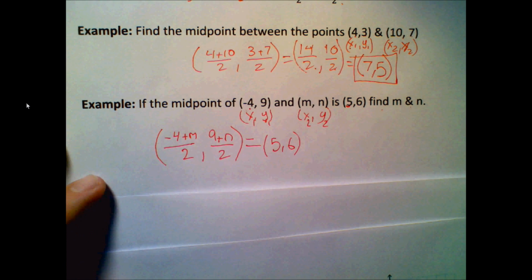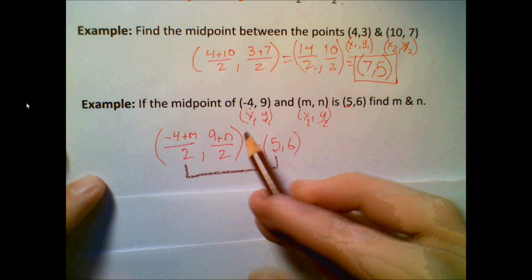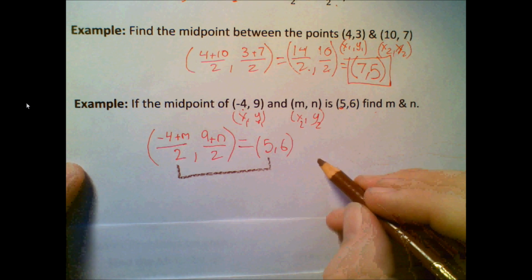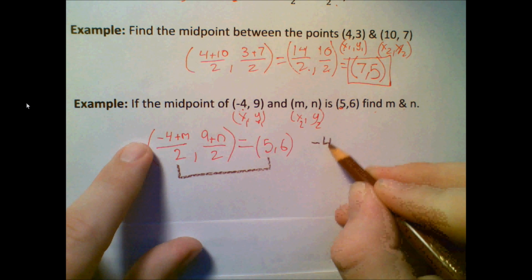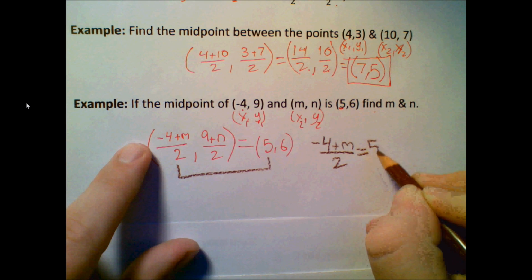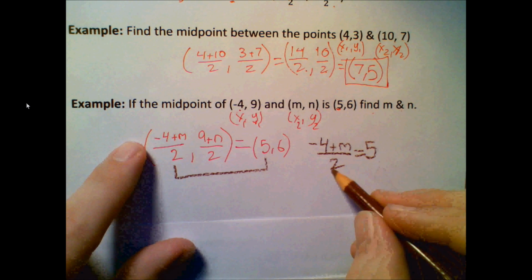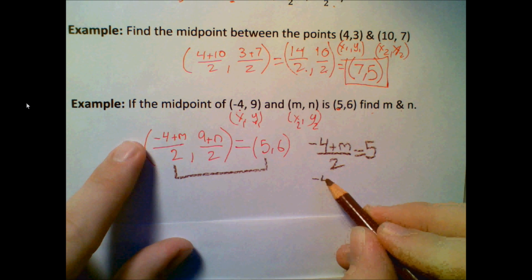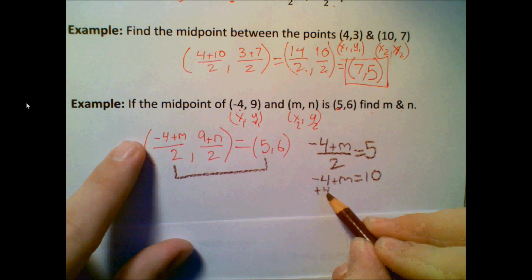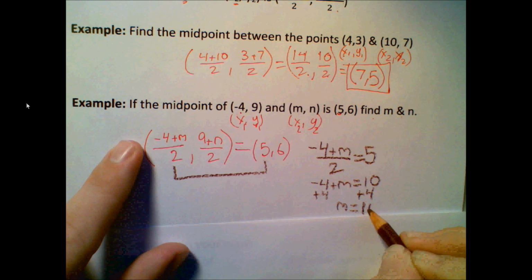Now what you have to do is match up the two equations, the two x values, so you can set it on the side and draw out the equation. So -4 plus m all over 2 is going to be equal to 5. We can solve for that completely separate from the y. You cross multiply, I get -4 plus m equals 10, and then you add 4 to both sides, and you get m is equal to 14.